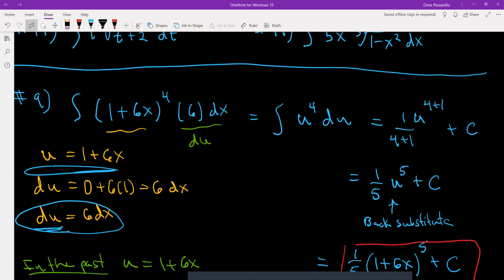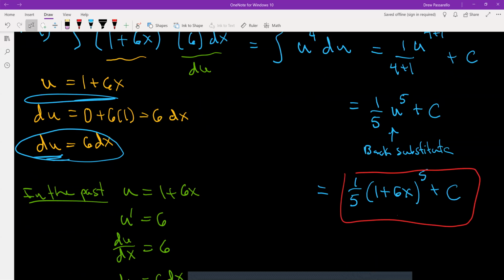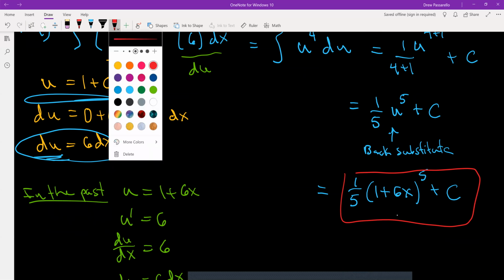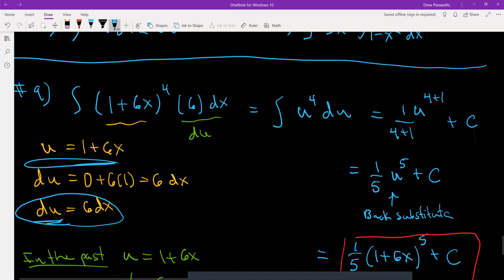Again, I chose u to be the more complicated thing, 1 plus 6x, so that when I take its derivative, which is 6, I have 6 in the integral. And that way I can substitute in the derivative for 6 dx. That gave me u to the 4th du, because 1 plus 6x is u and 6 dx we found was du, so that's why I substituted those in, and it only involves u. Then I integrate using the rules that we already know. And you've got to make sure to back substitute at the end. All right, so that's number 9.